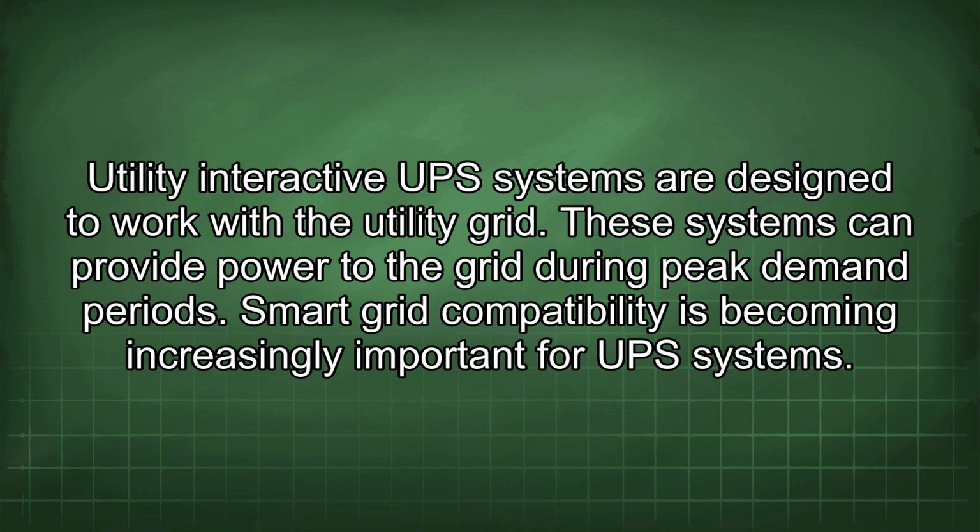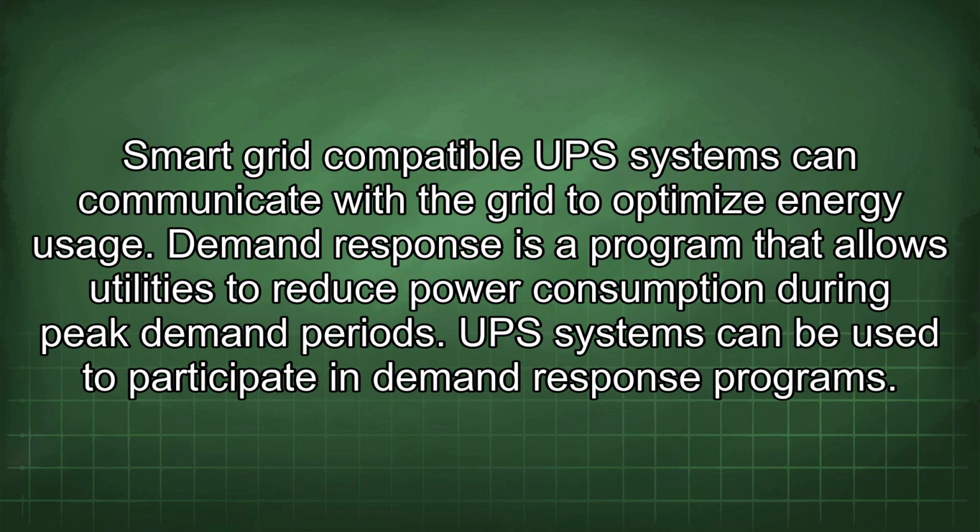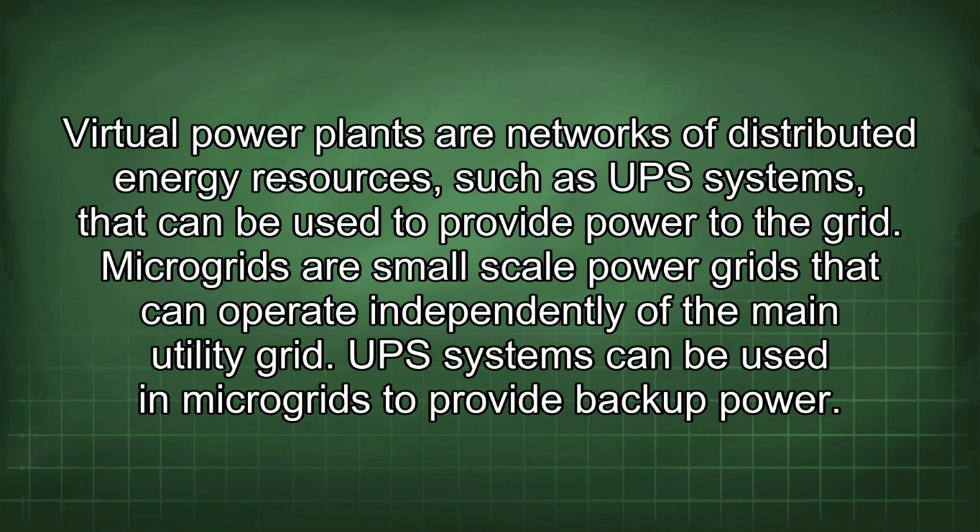Smart grid compatibility is becoming increasingly important for UPS systems. Smart grid compatible UPS systems can communicate with the grid to optimize energy usage. Demand response is a program that allows utilities to reduce power consumption during peak demand periods. UPS systems can be used to participate in demand response programs. Virtual power plants are networks of distributed energy resources, such as UPS systems, that can be used to provide power to the grid. Microgrids are small-scale power grids that can operate independently of the main utility grid. UPS systems can be used in microgrids to provide backup power.